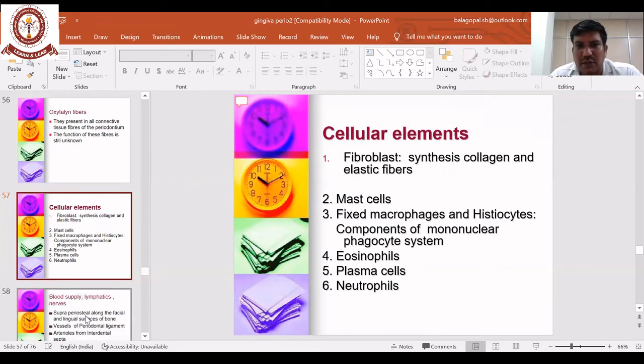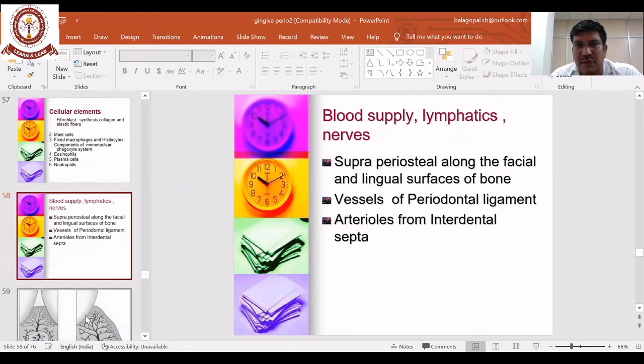Next, we see the cellular elements. So we have seen the various fibers of the gingival connective tissue. Cellular elements comprise fibroblasts, which synthesize the collagen and the elastic fibers, mast cells, macrophages, eosinophils, the mononuclear phagocyte system, plasma cells, and neutrophils.